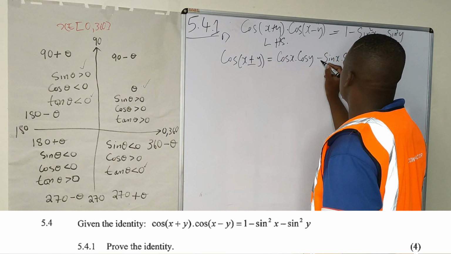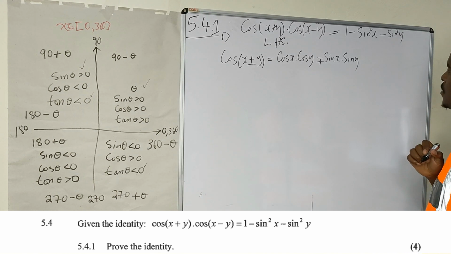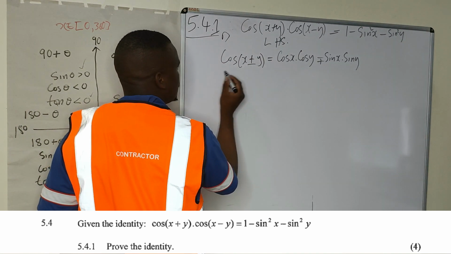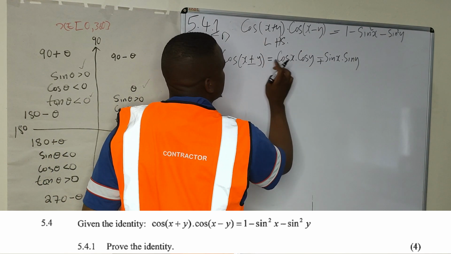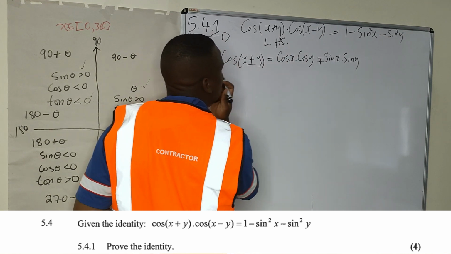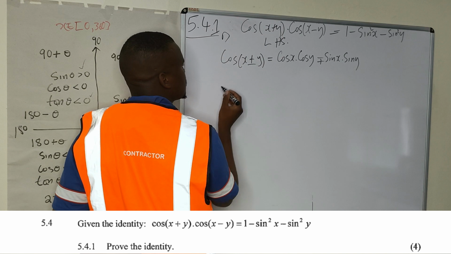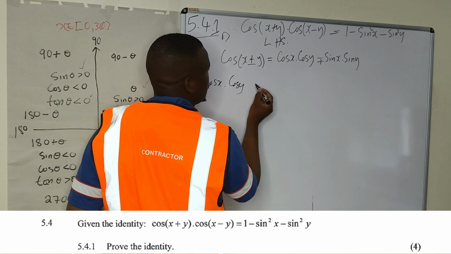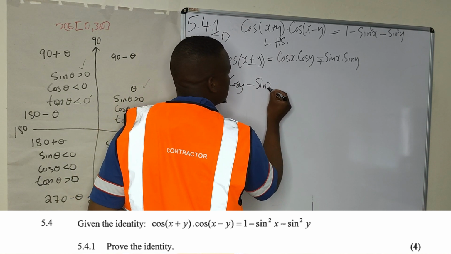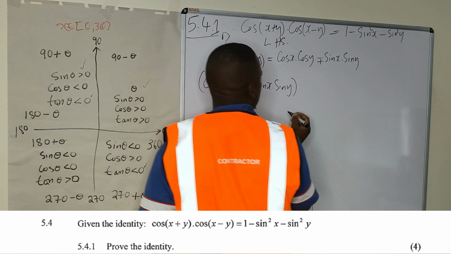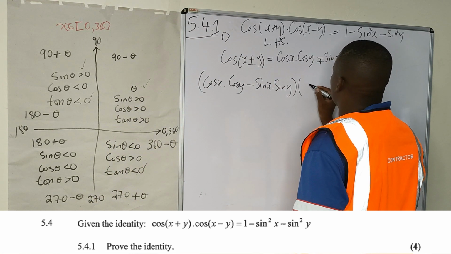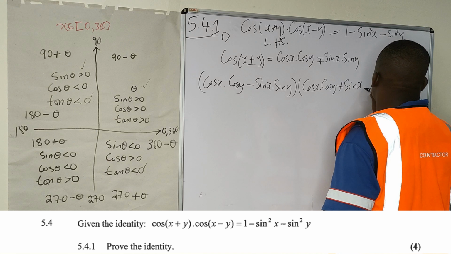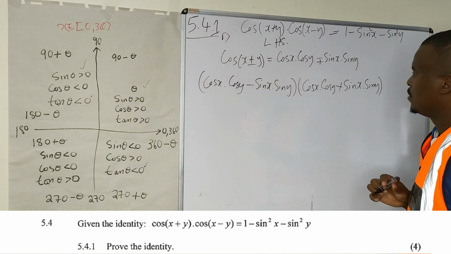And then if you have minus, you have plus there, right? So you have these two things multiplying each other. This is the top one, this is the second one. So you have cos(x plus y), which is cos x times cos y minus sine x times sine y, right? Times cos x cos y plus sine x sine y.